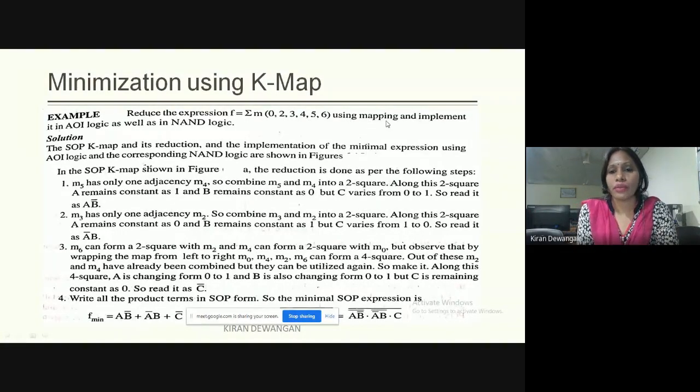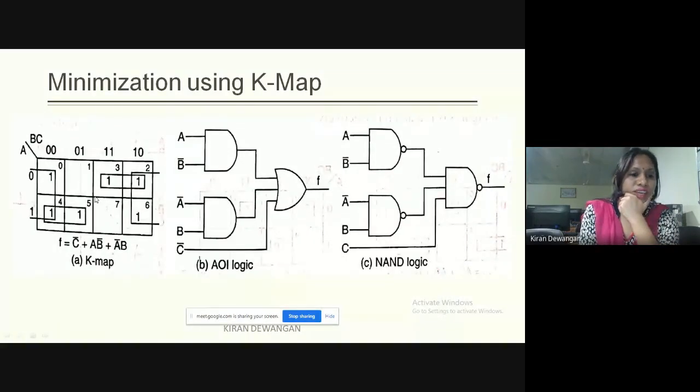Now using mapping, we have to reduce the expression and we have to implement it in AOI logic and in NAND logic. Clear? So this is how we have to reduce the expression. Now these are the steps which are required. Clear? Now let us go for mapping the expression. Now this is the K-map.